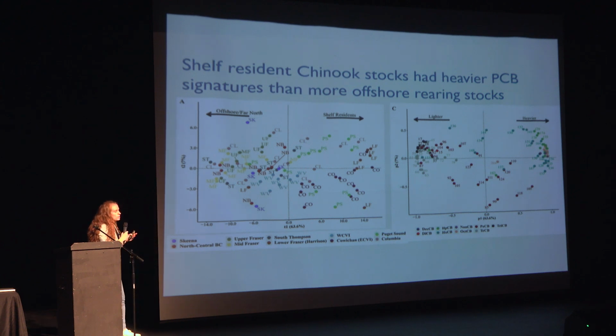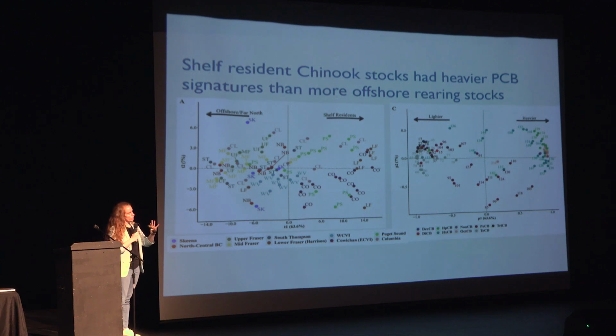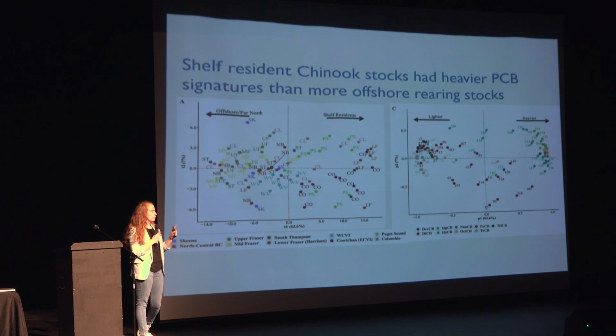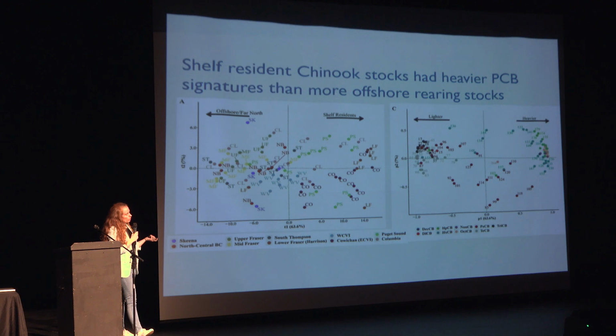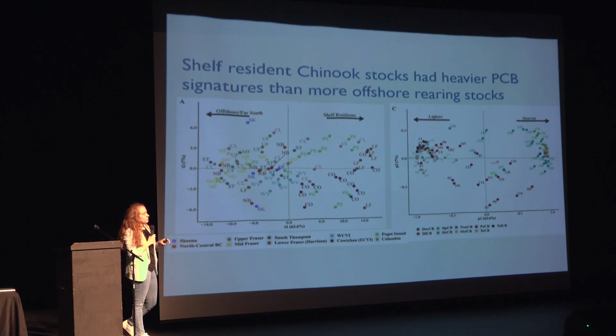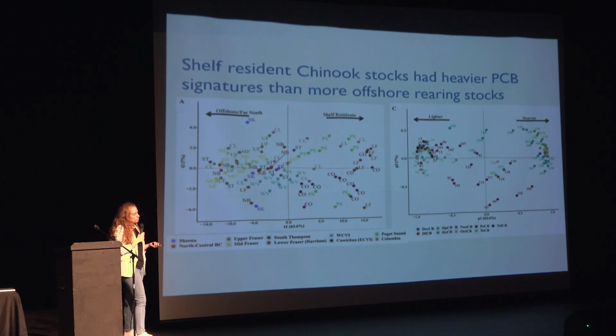PCBs have 209 different congeners. Depending on how many chlorines are on each of those benzene rings indicates how heavy each one is. The PCBs that have 5 or more chlorines are heavier, and the ones that have 5 or fewer are lighter. When they're emitted from their source, the lighter ones travel farther than the heavier ones. Think of the heavier PCBs as a bowling ball and the lighter ones as a baseball: you can throw a baseball much farther than a bowling ball. So what we found is that the shelf residents are obtaining their contaminants from more land-based pollution than our offshore migrating Chinook stocks.